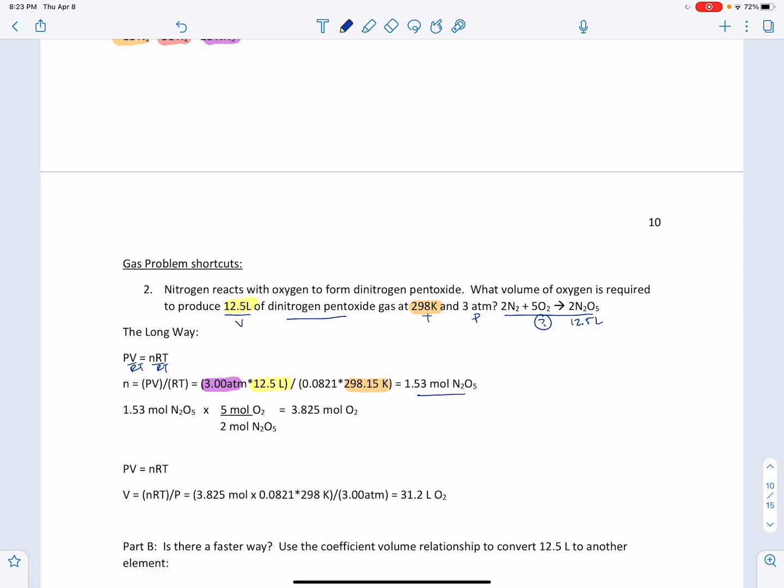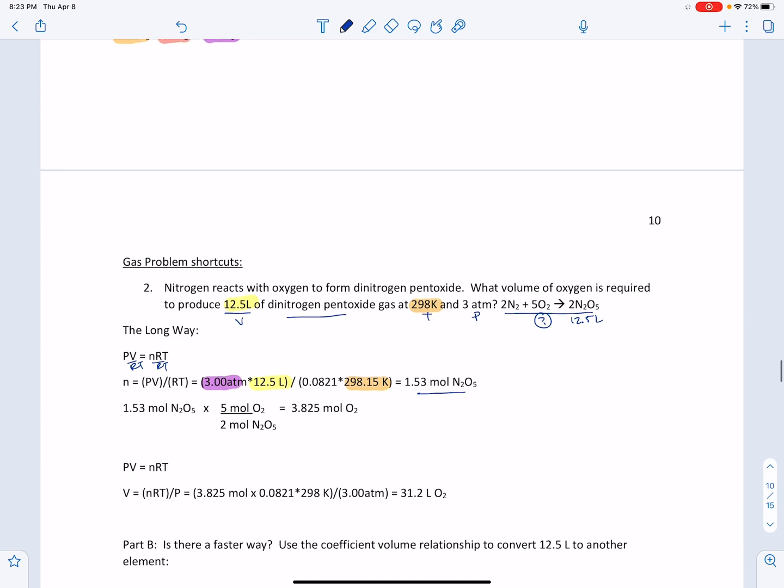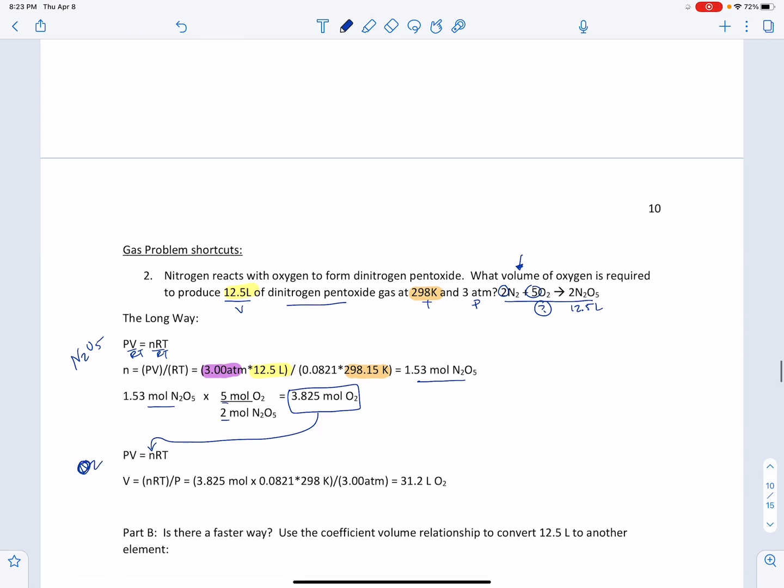Then, like before, you're going to have to take the 1.53 moles and use that molar ratio. So again, the 2 to 5. And you're going to end up with moles of oxygen. It doesn't want to know moles of oxygen. It wants to know the volume of oxygen. So guess what? Now you get to plug that into another PV equals nRT. This PV equals nRT was for N2O5. This PV equals nRT is for oxygen.